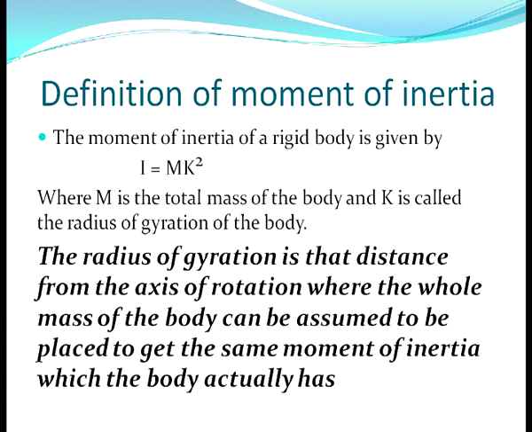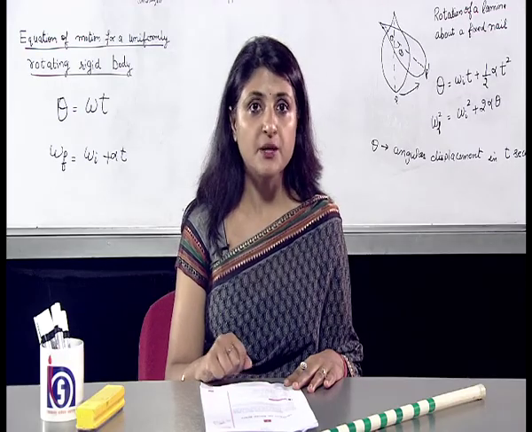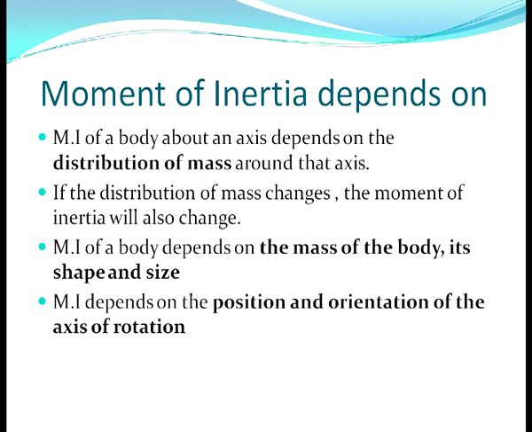How do we define the radius of gyration? Well, the radius of gyration is that distance from the axis of rotation where the whole mass of the body can be assumed to be placed to get the same moment of inertia which the body actually has. The moment of inertia depends on several factors. First, the moment of inertia of a body about an axis depends on the distribution of mass around that axis. If the distribution of mass changes, the moment of inertia will also change.